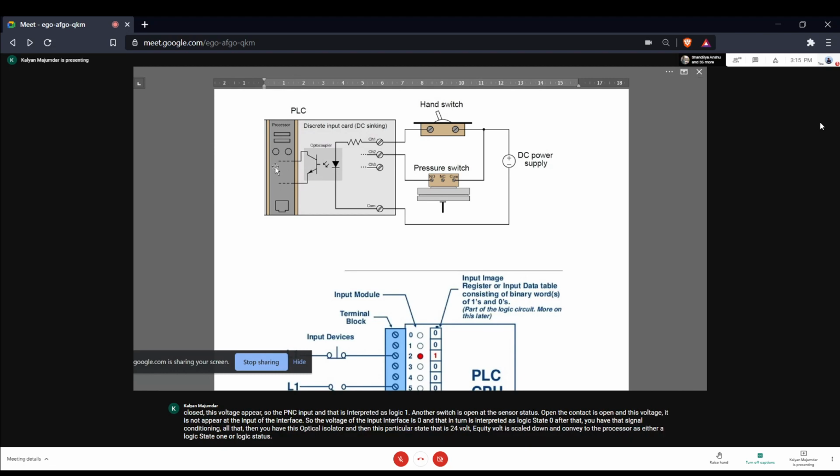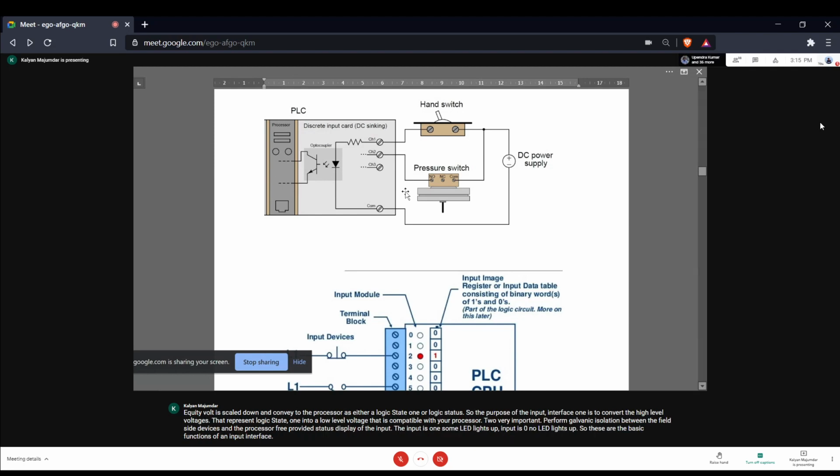So the purpose of the input interface, one is to convert the high-level voltages that represent logic state 1 into a low-level voltage that is compatible with your processor. Two, very important, perform galvanic isolation between the field side devices and the processor. Three, provide a status display of the input. If the input is 1, some LED lights up. If the input is 0, no LED lights up. So these are the basic functions of an input interface.